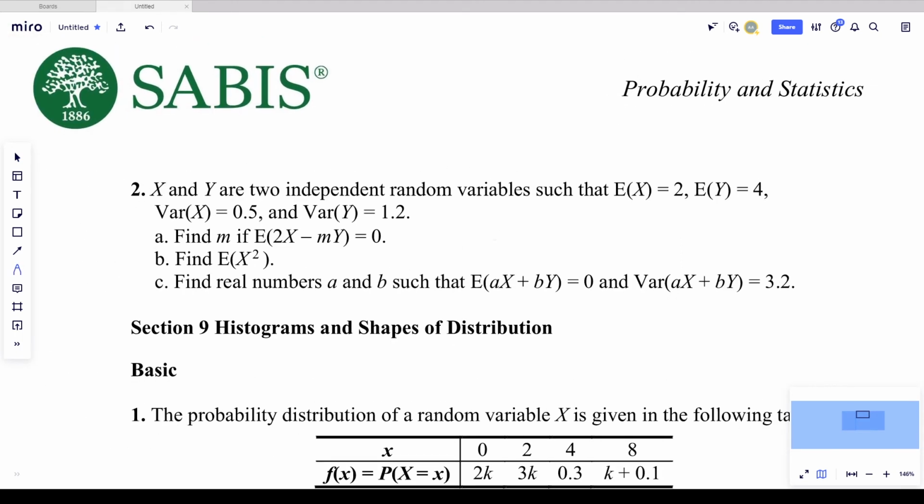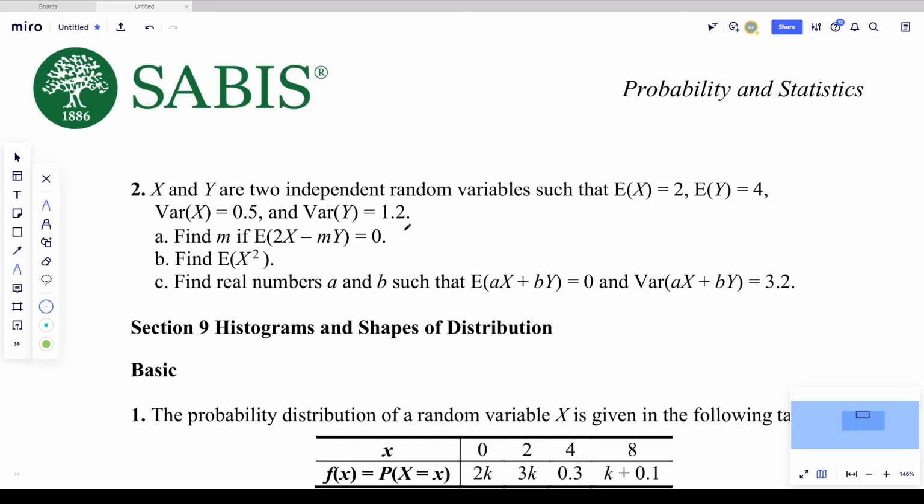Yeah, so find m if expected of 2x minus my is 0. So basically, you just split them, so it'll be expected of 2x minus expected of my. The m can be taken outside, the 2 can be taken outside, like this. And this is equal to 0, and this is how we can solve for m. You take this to the other side, divide by the expected of y, and you get 2 expected of x over expected of y. Anyways, just divide pretty much.